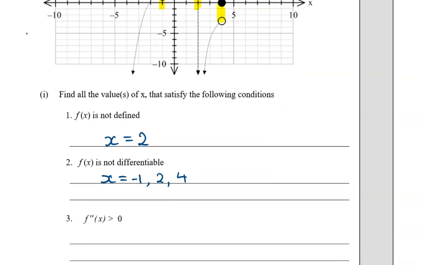Then we want to look for where the second derivative is greater than or equal to 0. Actually, no, just strictly greater than 0, not equal to. So think about what the second derivative tells us. The derivative tells us the gradient. The second derivative tells us how the gradient is changing. So if it's greater than 0, that means it's a positive number. The gradient is increasing. So not just that the graph itself is increasing, but the gradient is. So the steepness is getting more so.